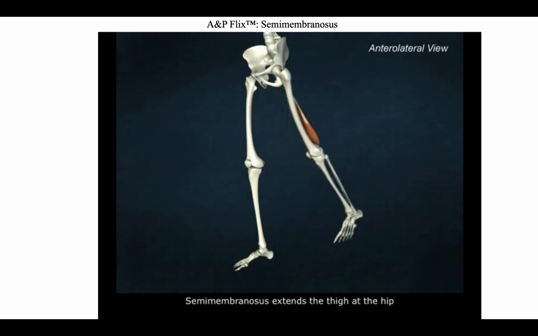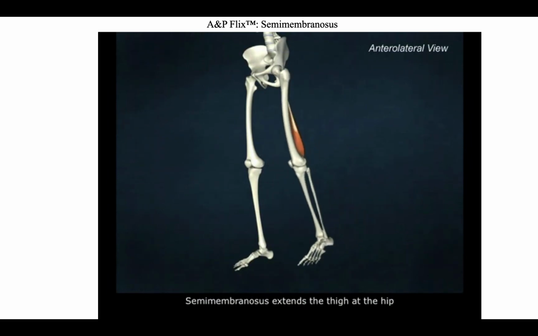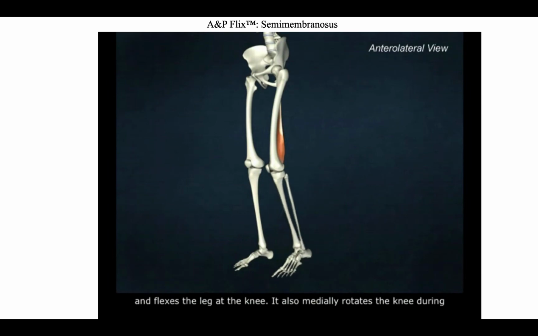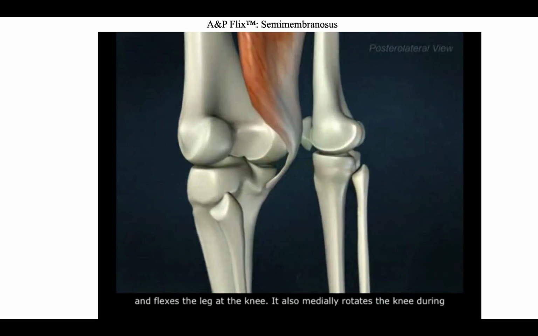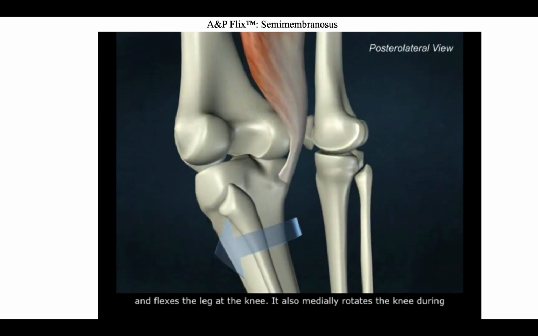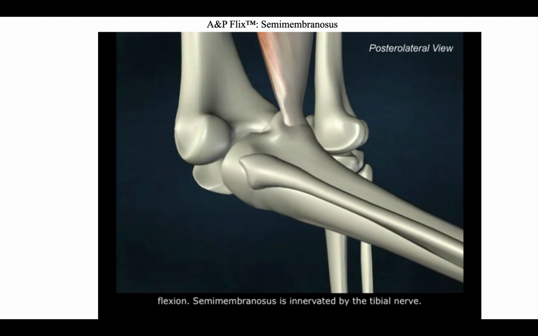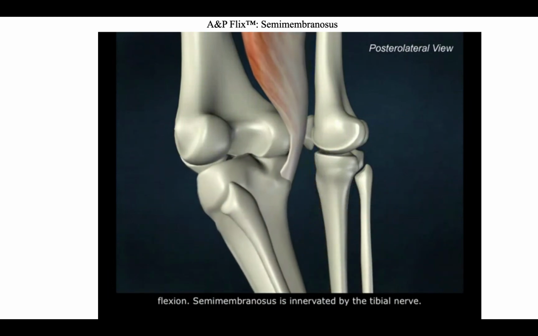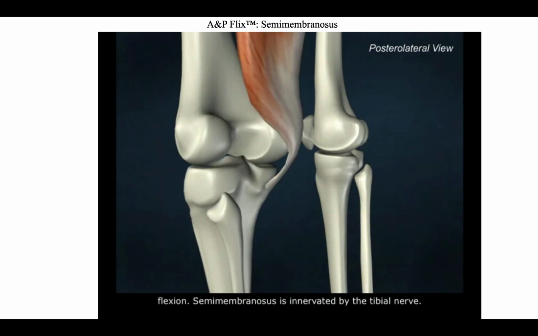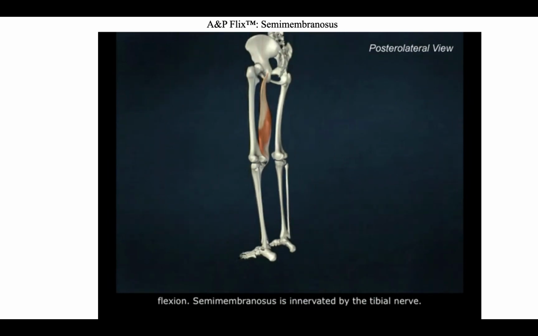Semimembranosus extends the thigh at the hip and flexes the leg at the knee. It also medially rotates the knee during flexion. Semimembranosus is innervated by the tibial nerve.